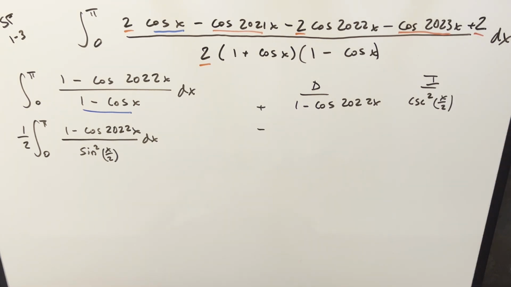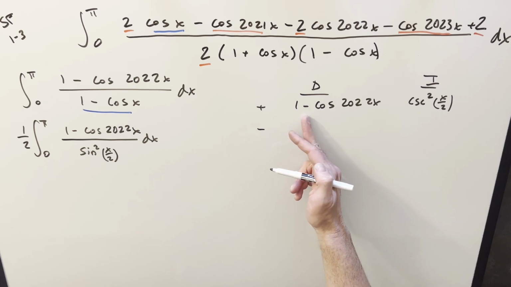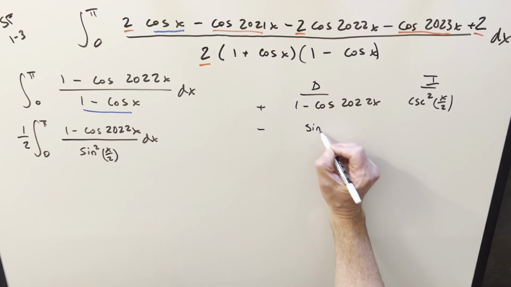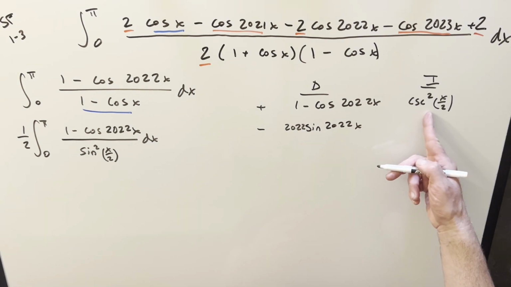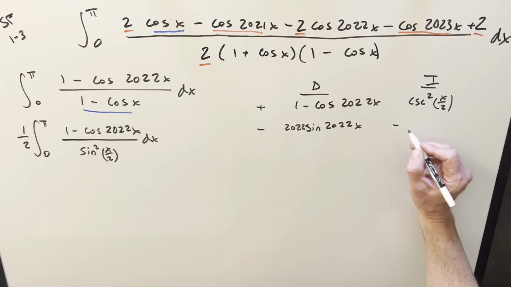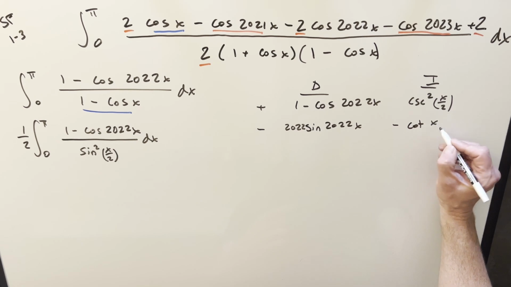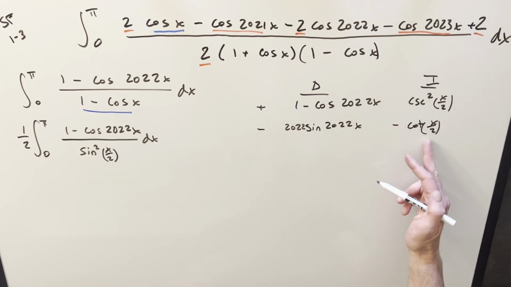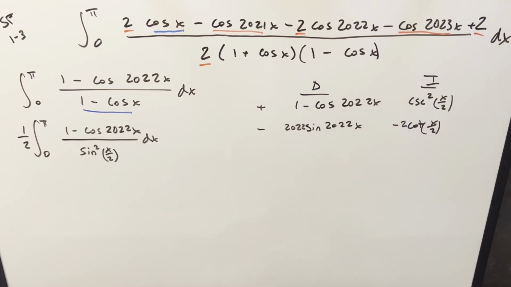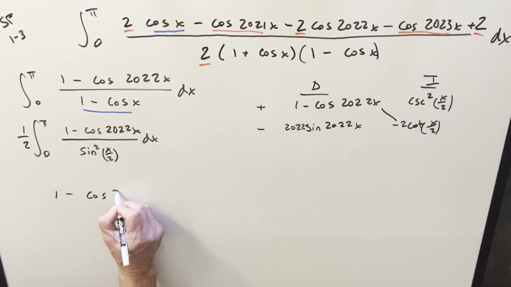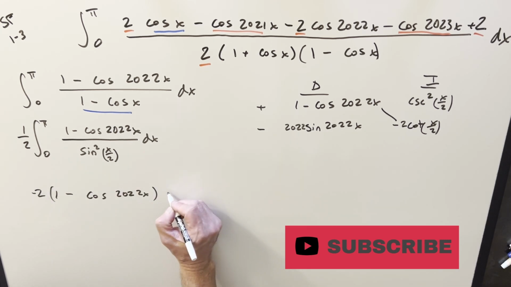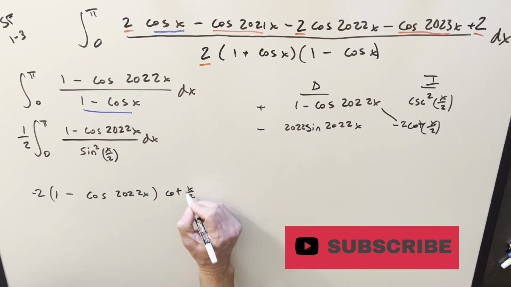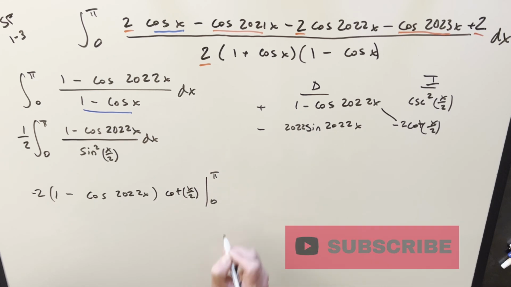Derivative of cosine is going to be minus sine. Minus times minus is plus. And then we're going to have 2022 pop out in front here. Over here, derivative of cosecant squared, that's going to be minus cotangent x over 2. But with the 1/2, a 2 is going to pop out in front. So then let's just deal with the diagonal for a minute. So this is going to be 1 minus cosine 2022x. I'll bring the minus 2 over here, and then we're going to have cotangent x over 2, and this is evaluated from 0 to pi.